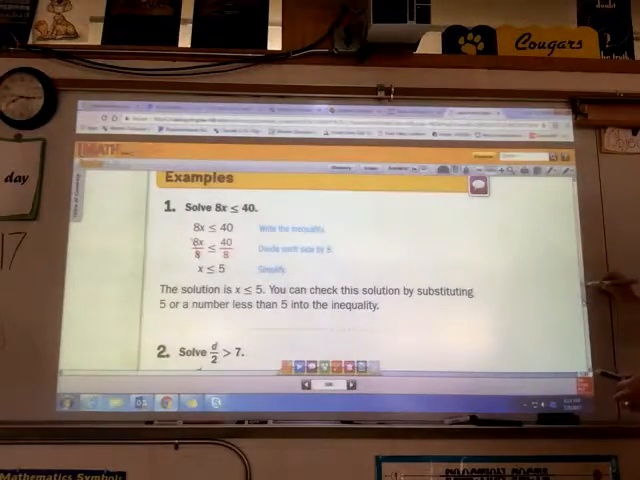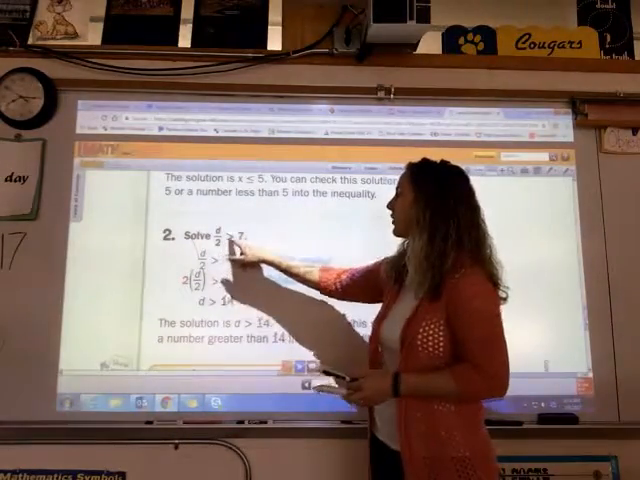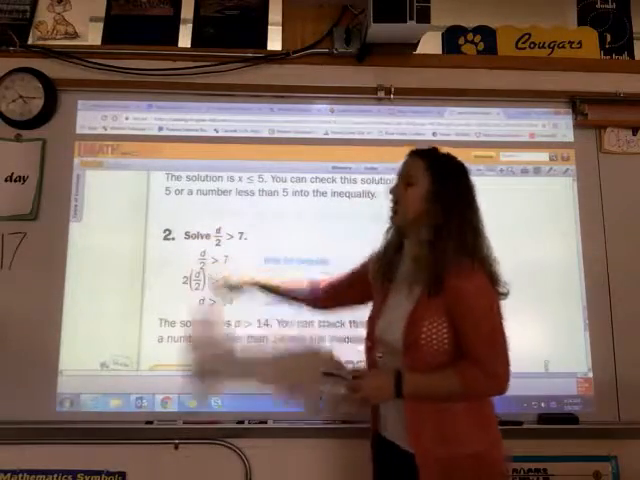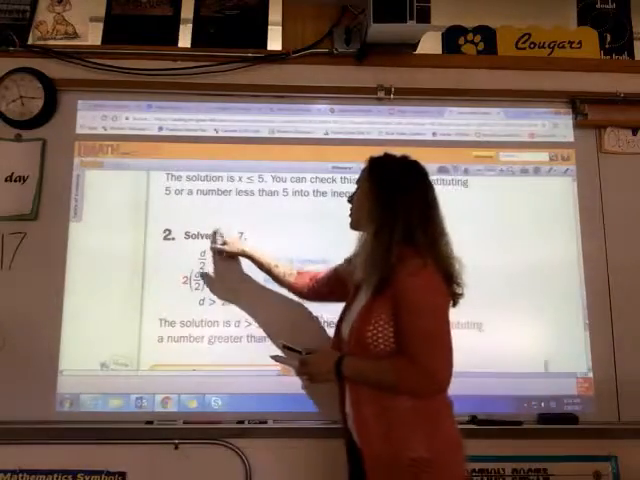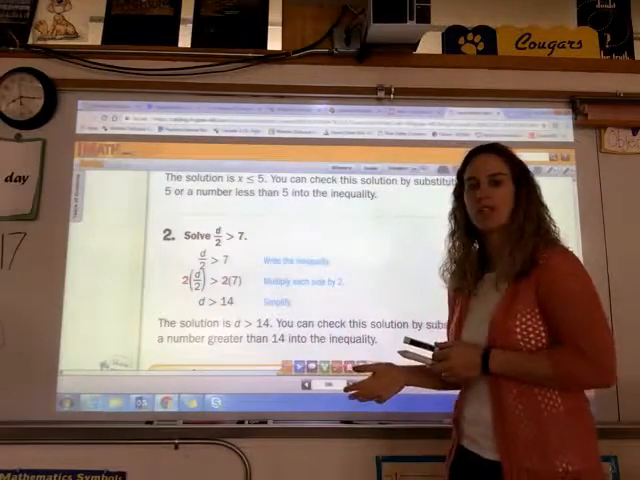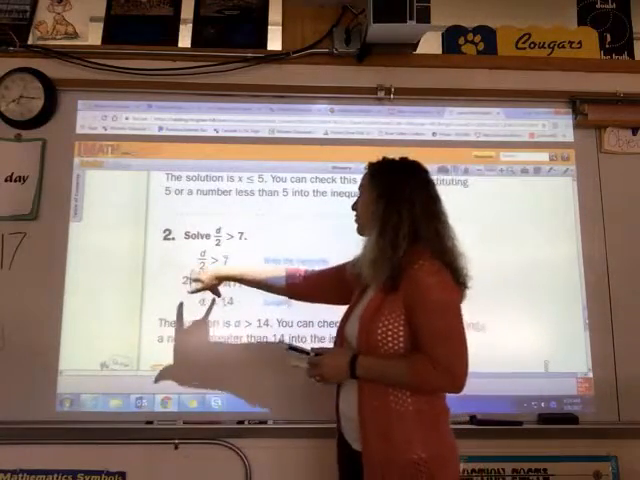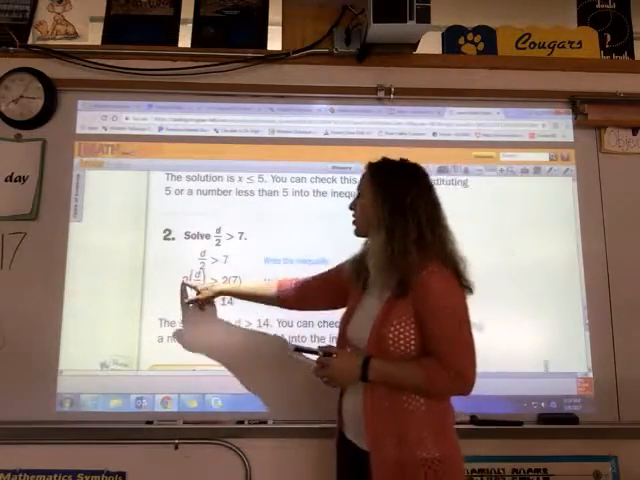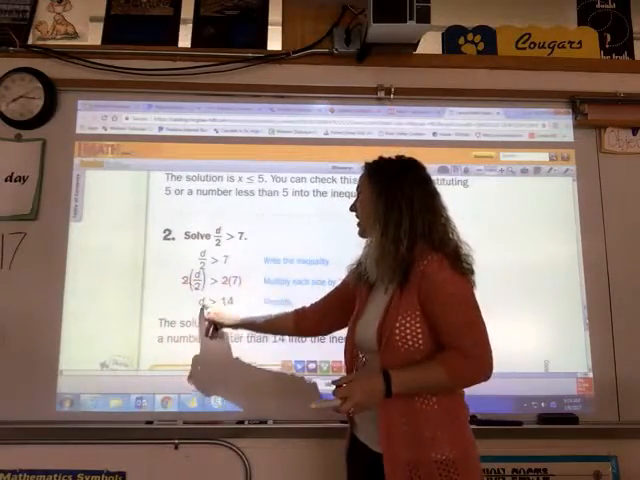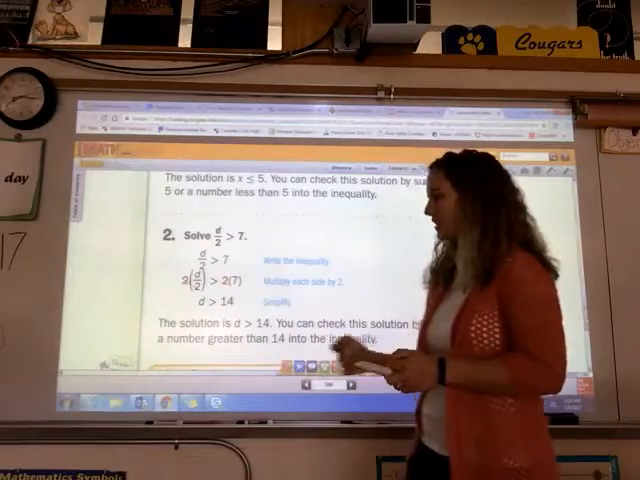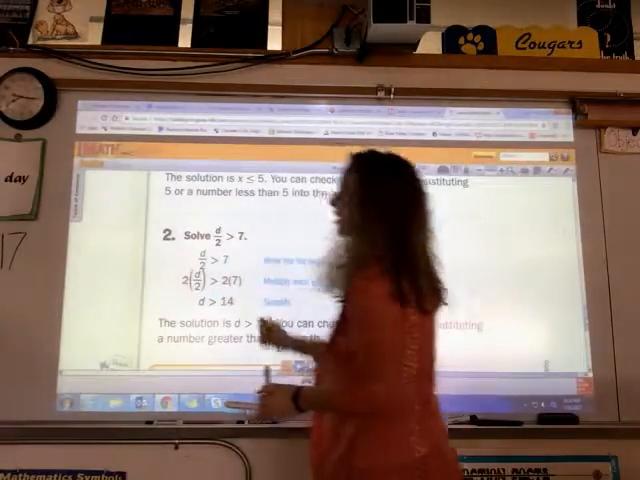Example 2 gives you a situation where you have d divided by 2 is greater than 7. Okay, so again, if you think about this, if this was an equation, what would we do to both sides? We would multiply both sides by 2. Now, however, it's not an equation, it's an inequality, so we're still going to do the same thing in terms of multiplying both sides by 2. So you can see they multiplied both sides by 2. 2's are going to cancel out, d is left, d is going to be greater than, and then 7 times 2 is 14.